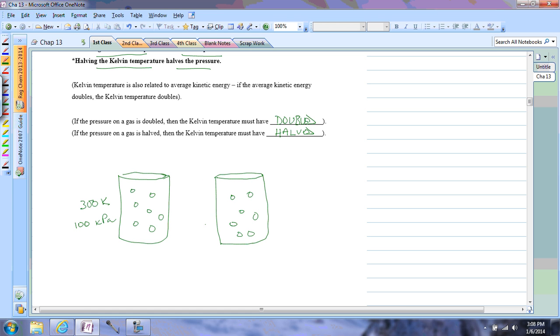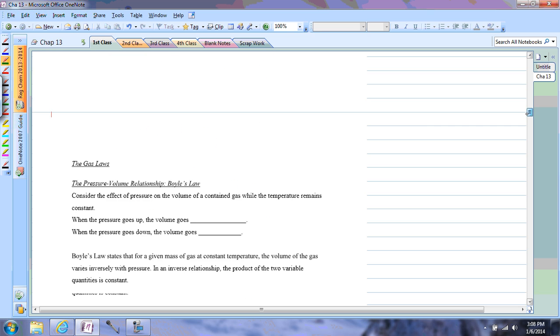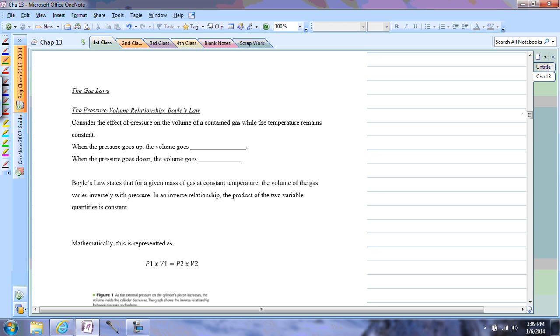But now, we double the temperature to 600 Kelvin. What happened to the pressure? What is the new pressure? So let's draw a little candle here to show we increased the heat, and the pressure should double to 200 kPa. We're going to try now and get through some of the gas laws.